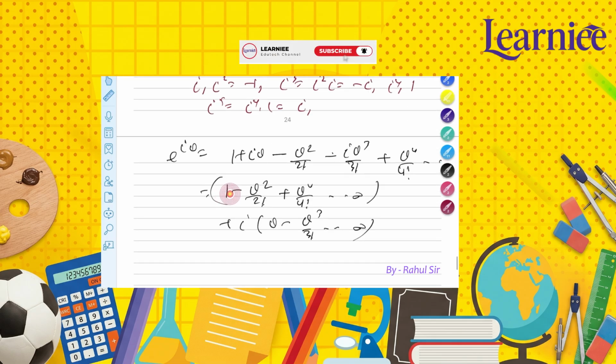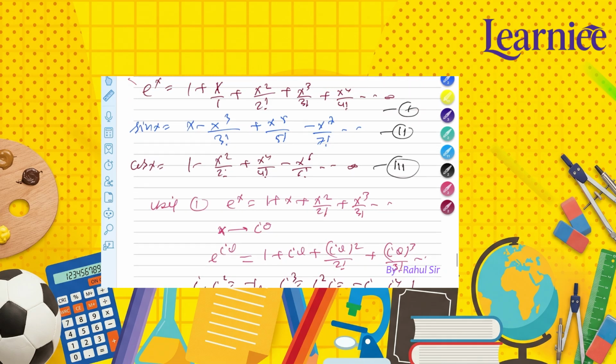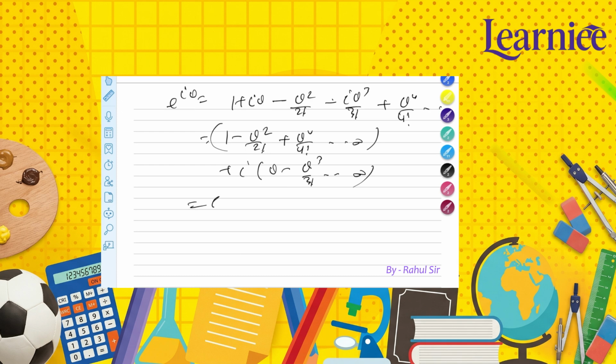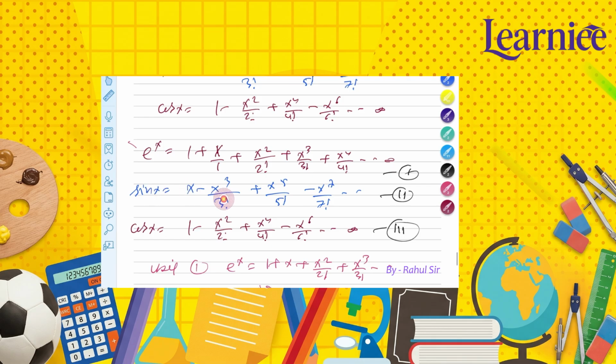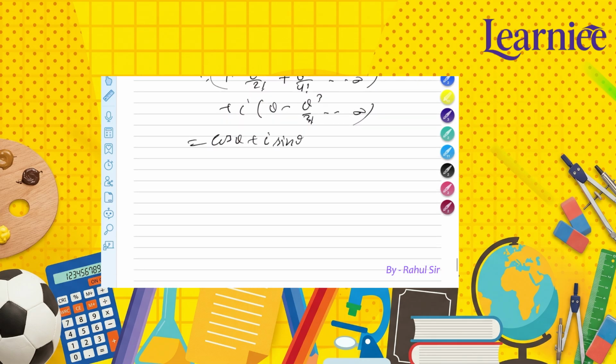If you look at this term, 1 minus theta square by 2 factorial plus theta to the power 4 by 4 factorial, they are nothing but the cos term. We can see cos theta will be 1 minus theta square by 2 factorial plus theta to the power 4 by 4 factorial and so on. So the first term is nothing but cos theta, plus i times this term, which is sin theta. We can look at why it is sin theta: theta minus theta cube by 3 factorial and so on is nothing but sin theta, which is theta minus theta cube by 3 factorial plus theta to the power 5 by 5 factorial and so on. So basically e to the power i theta is cos theta plus i sin theta.